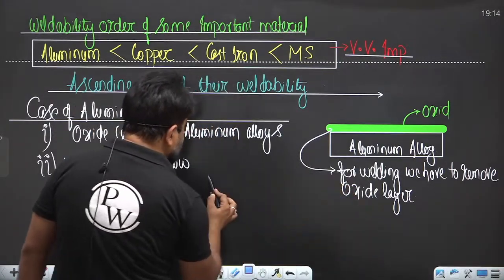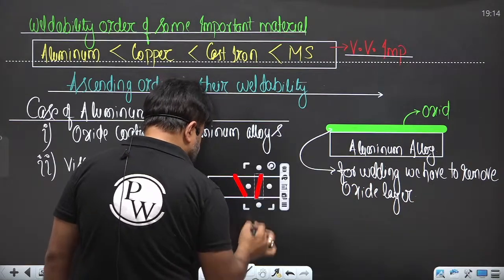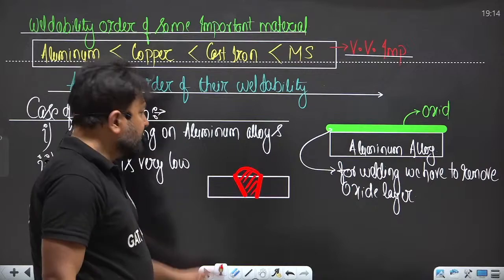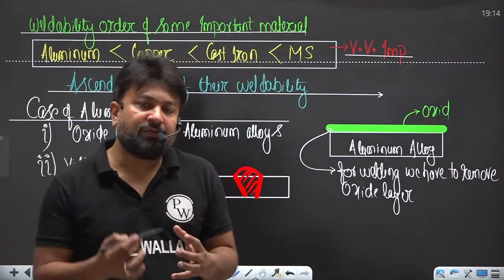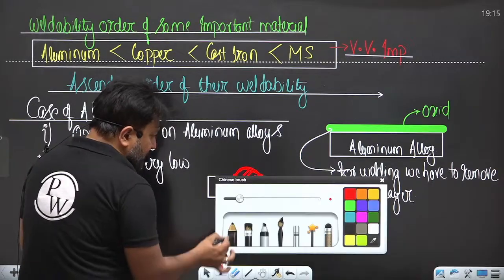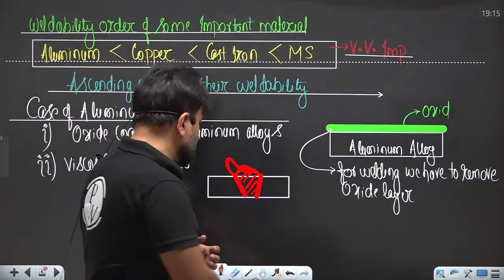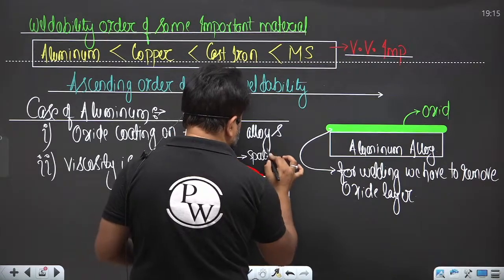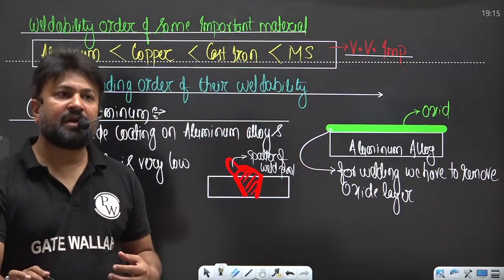Let me explain. Let's say this is your base plate. You are doing welding, and this is the weld pool. Now, if the viscosity of the liquid metal is very low, meaning the aluminum is in the liquid state, then the shape of the weld pool will not be able to be maintained. The shape gets distorted, or you can say there will be spatter of the weld pool, my dear. Is that point clear?